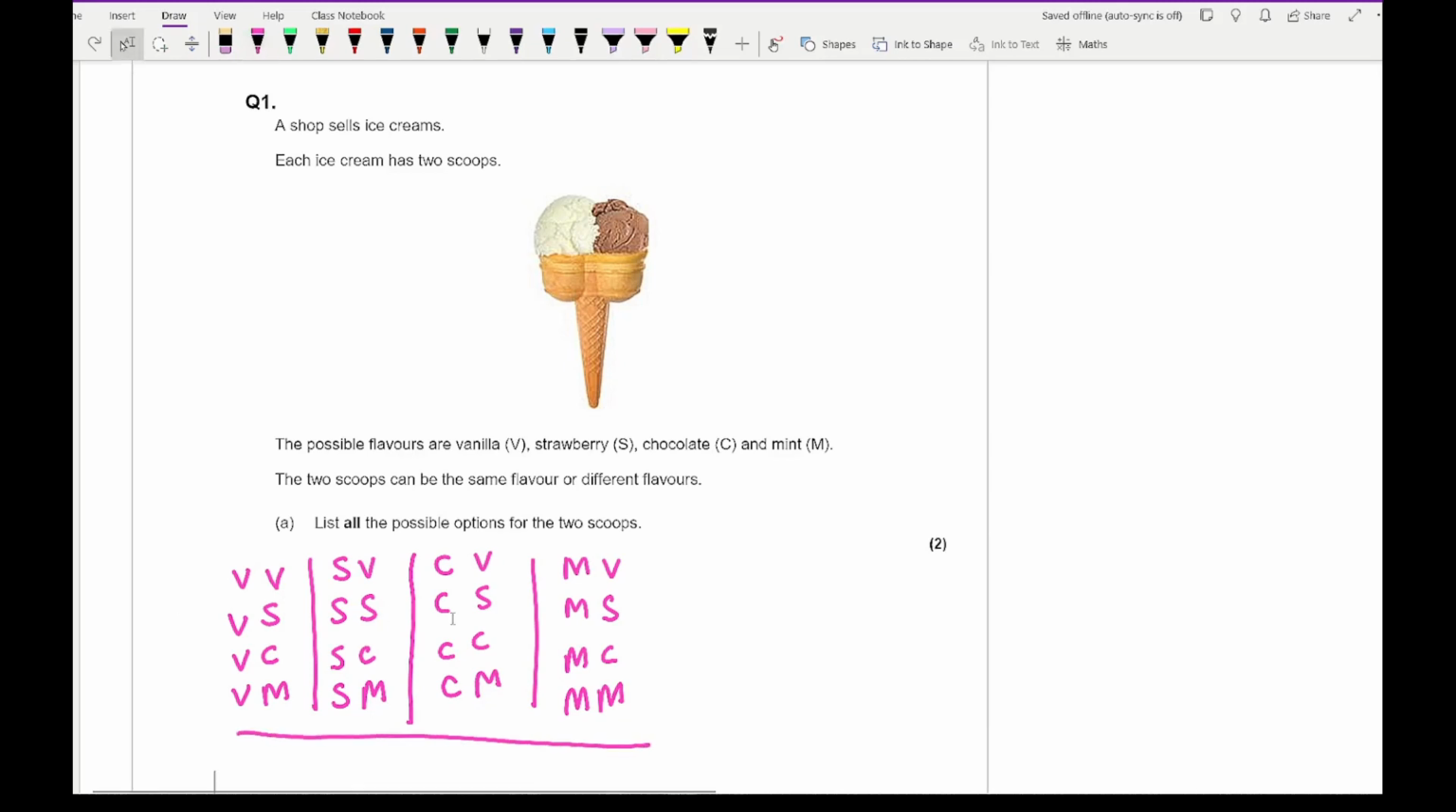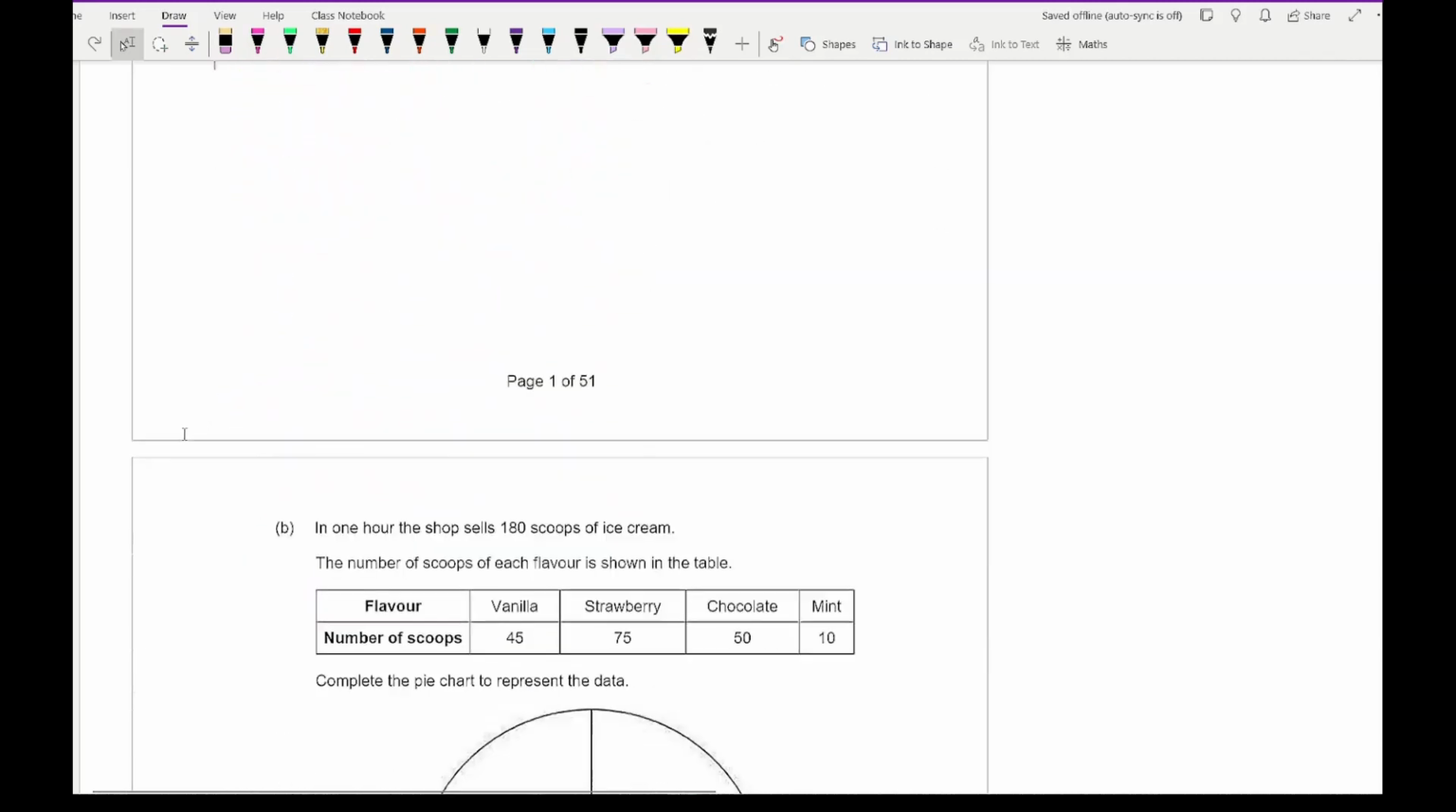Although we've got 16 possible answers, it's done in under 2 minutes because we did it in a systematic way rather than just randomly picking 2 options.